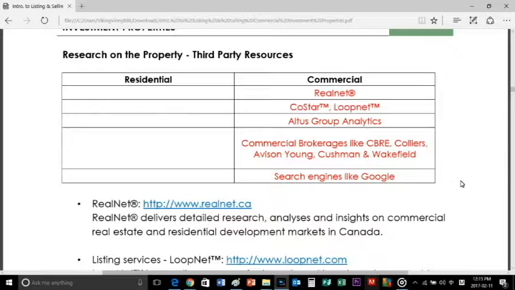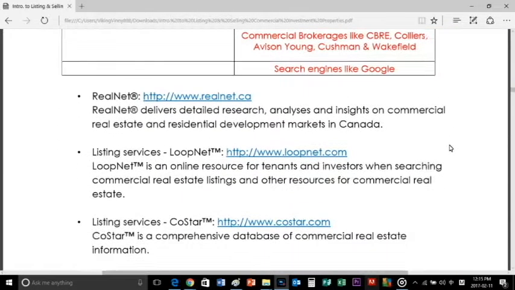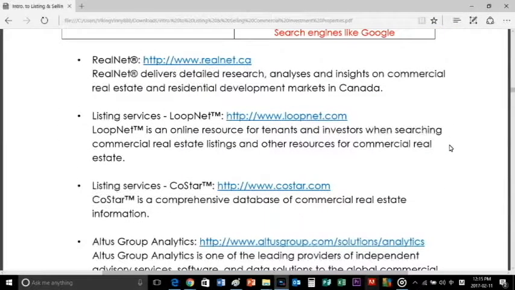And we have research on properties, third-party resources. Commercial, we have RealNet, CoStar, LoopNet, Altus Group Analytics. Commercial brokerages like CBRE, Colliers, or they say Colliers, right? Avison Young, Cushman & Wakefield. Search engines like Google. So, going down, it says RealNet, realnet.ca. RealNet delivers detailed research, analyses, and insights on commercial real estate and residential development markets in Canada.